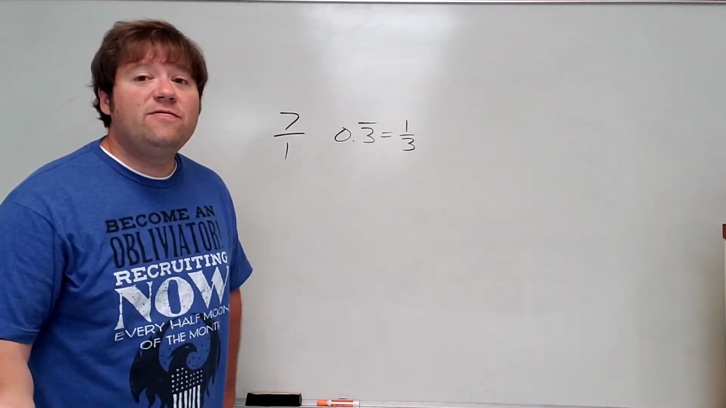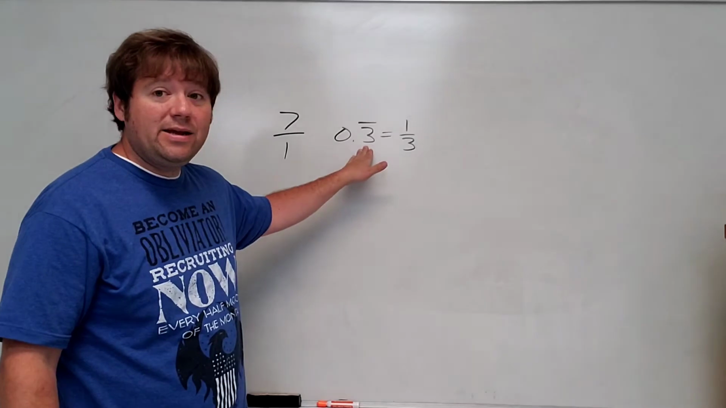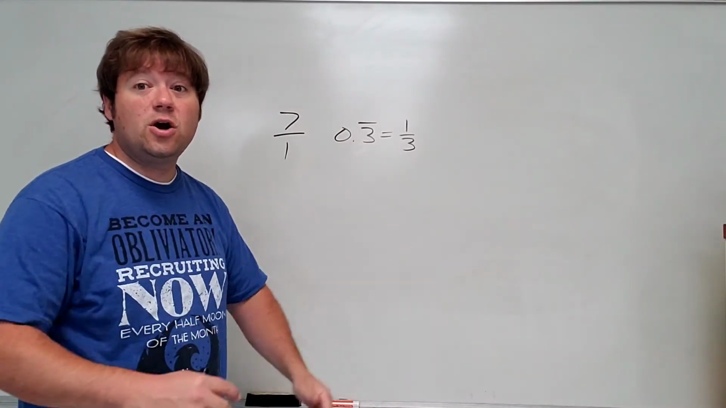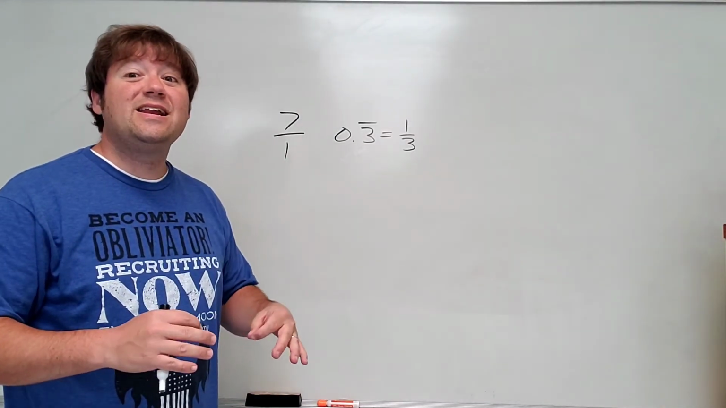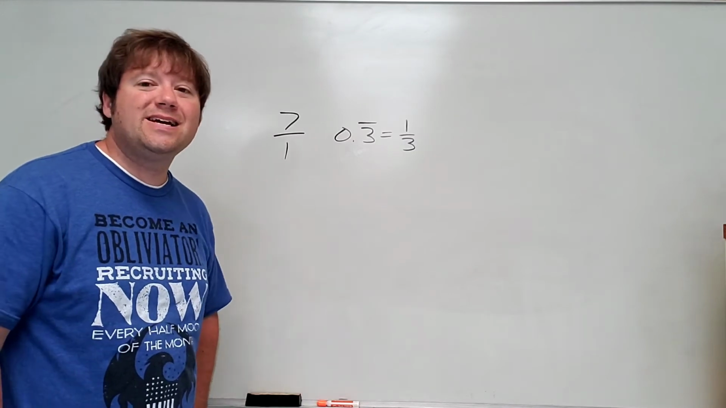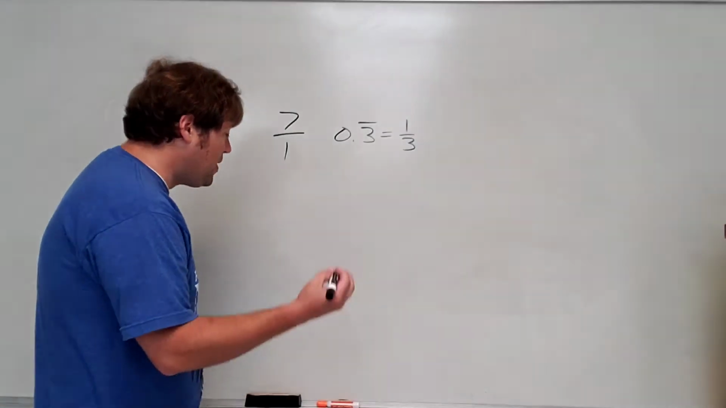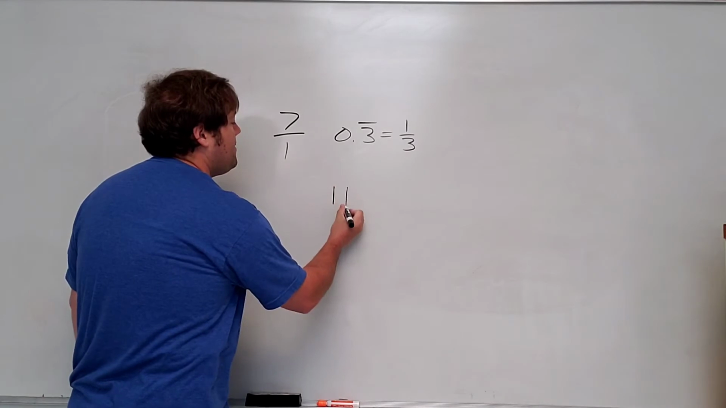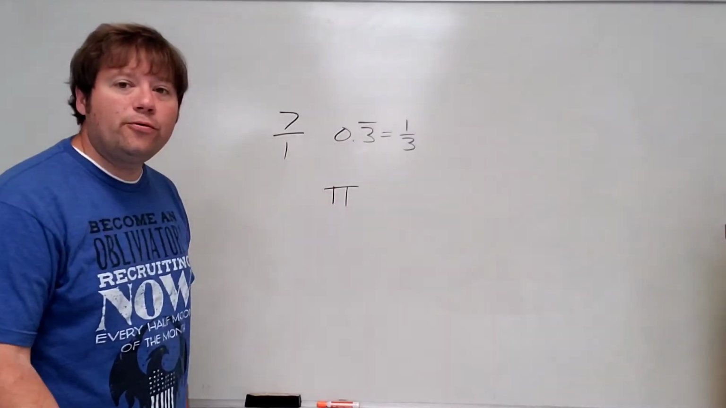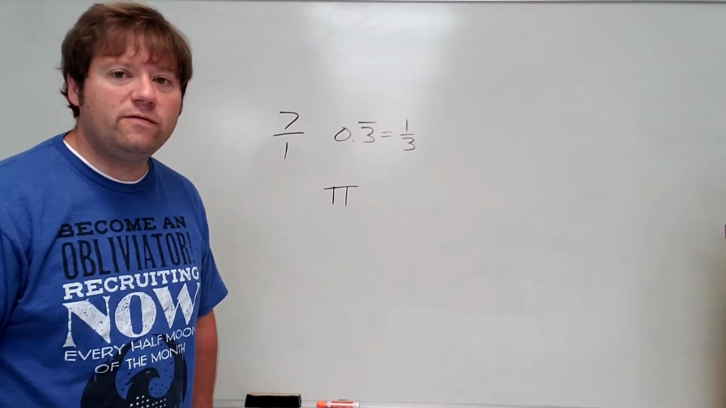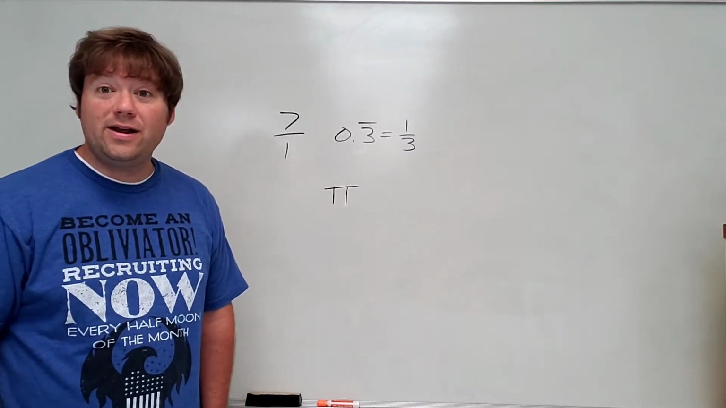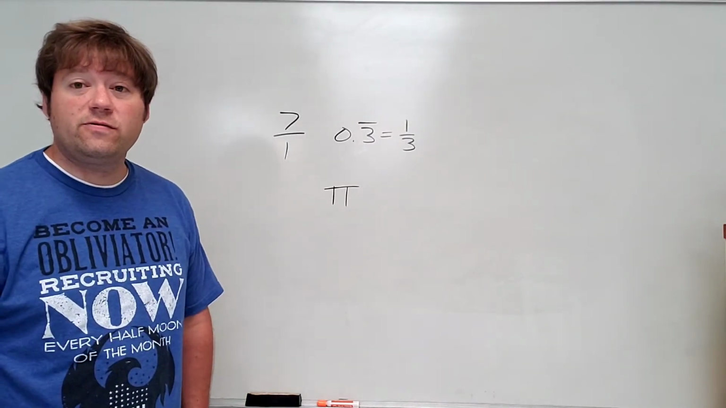Now, if it is not a repeating decimal, but it's one that does go on forever, then it is an irrational number because it cannot be written as a fraction. A good example of one of those is pi. A lot of times we abbreviate pi as 3.14, but we know that it actually continues going on forever.